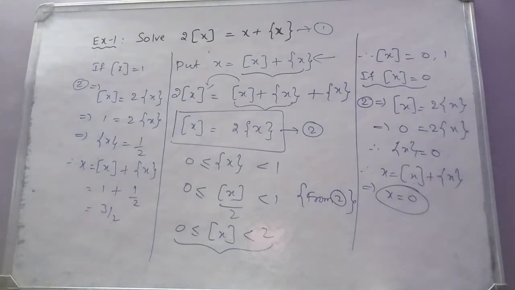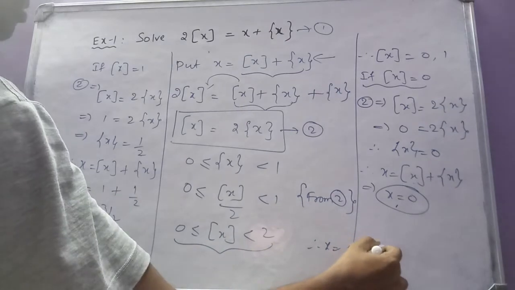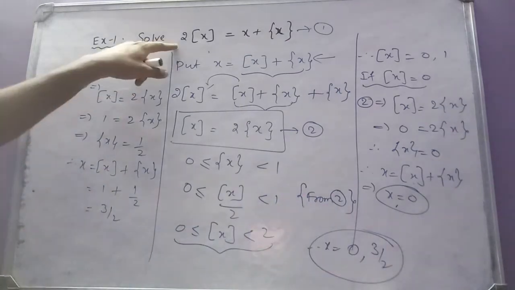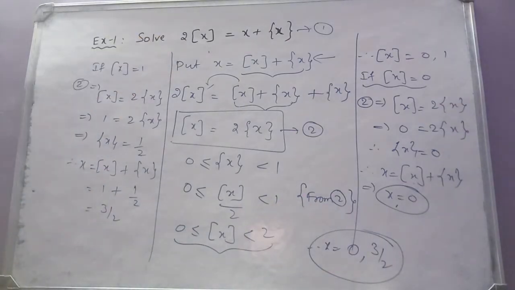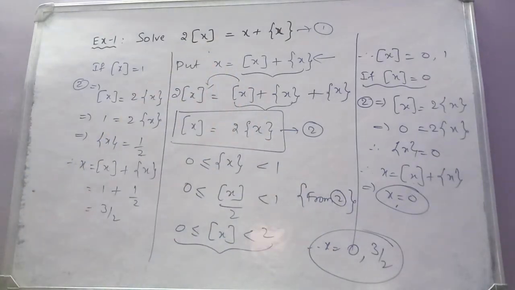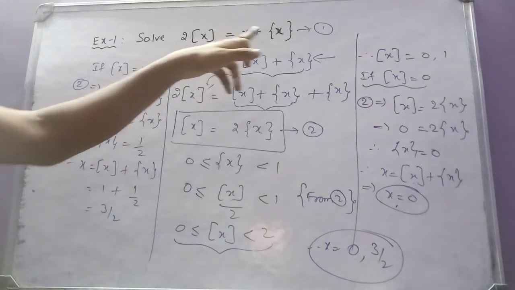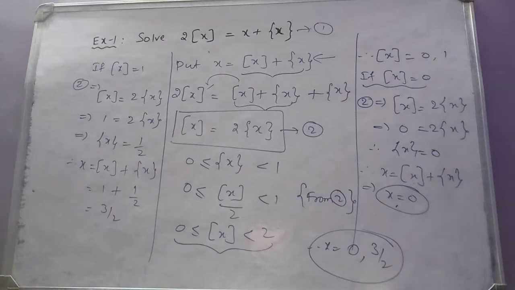So therefore the final solutions are x is equal to 0, 3 by 2. These are the two solutions of this equation. Finally, if you want, you can verify whether they satisfy equation number 1. So this is an example which contains x, floor of x and fractional part of x. Now we will go to the second example.